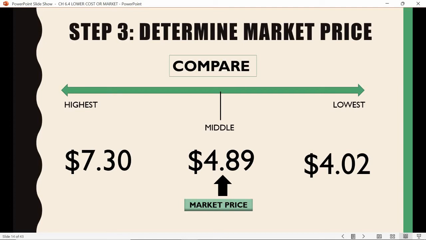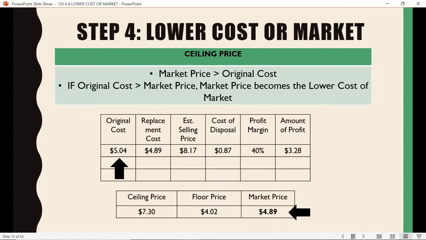So in this case, that's exactly what we have here when we compare our three numbers. We know that $4.89 is going to be in the middle. So that just happens to be my replacement cost. So my replacement cost now becomes my market price. And then last but not least, now that we've solved for my ceiling, my floor, and my market price, the last step is to answer the question: which one is lower, the original cost or the market cost? In this case, my original cost of $5.04 or my market cost at $4.89.